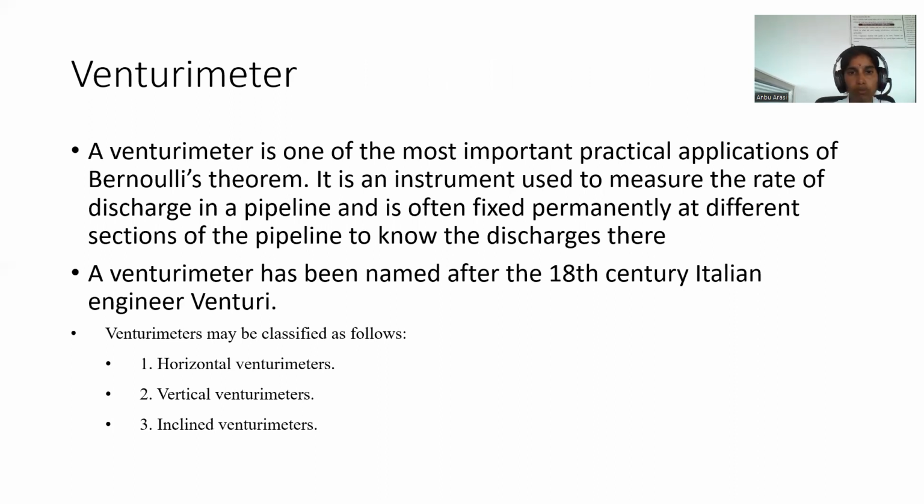A venturimeter is one of the most important practical applications of Bernoulli's theorem. It is an instrument used to measure the rate of discharge in a pipeline and is often fixed permanently at different sections of the pipeline to know the discharges. A venturimeter has been named after the 18th century Italian engineer Venturi. Venturimeters may be classified as horizontal venturimeter, vertical venturimeter, and inclined venturimeter.